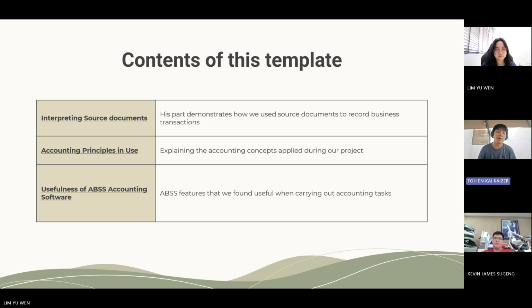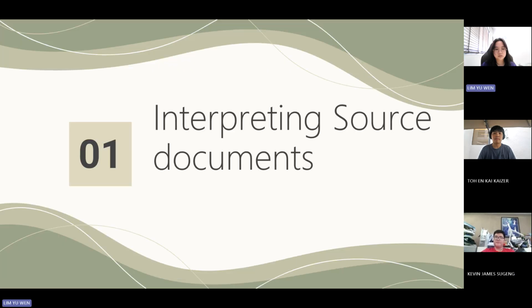These are the contents of what we're going to go through today. I'll be interpreting the source documents. I'll be explaining accounting principles in use. And I'll be explaining the usefulness of the ABSS system. So I'll be explaining how we interpreted and recorded some of our source documents using ABSS.